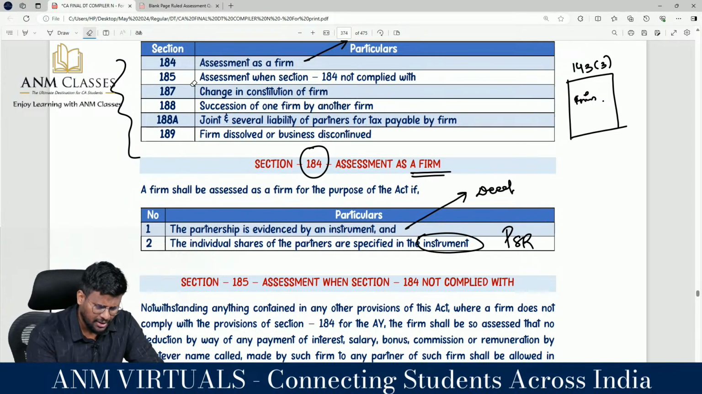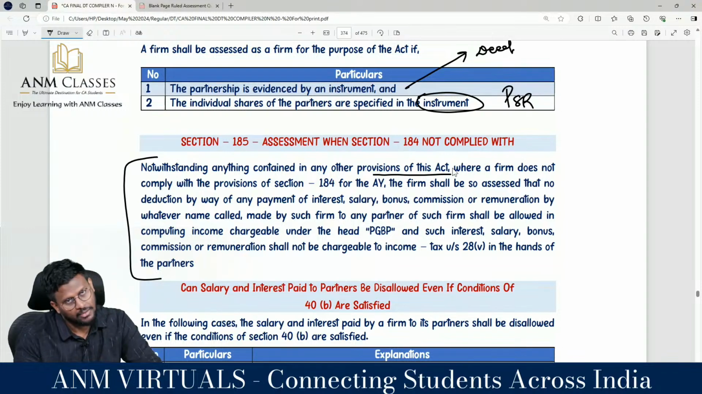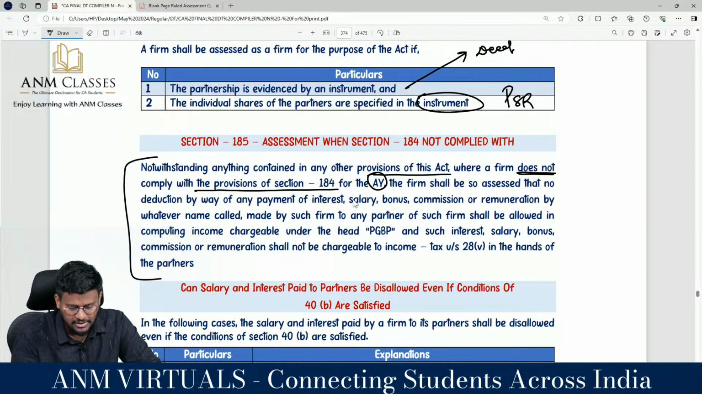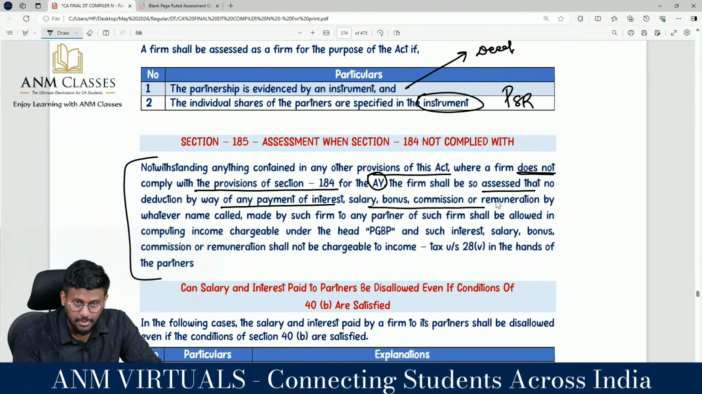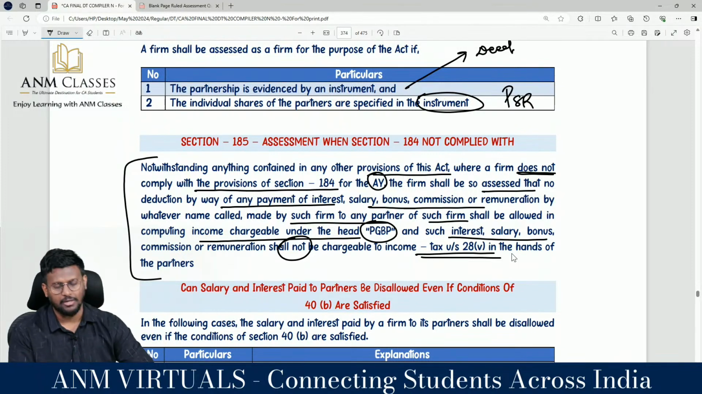What is 185? Assessment when 184 is not complied with. Notwithstanding anything contained in any other provision of this act, where a firm does not comply with the provision of 184 for the relevant assessment year, the firm shall be so assessed that no deduction by way of any payment of interest, salary, bonus, commission or remuneration by whatever name called made by such firm to any partner of such firm shall be allowed in computing the income chargeable under the head PGBP, and such interest, salary, bonus, commission or remuneration shall not be chargeable to tax under 28 clause 5 in the hands of the partner.